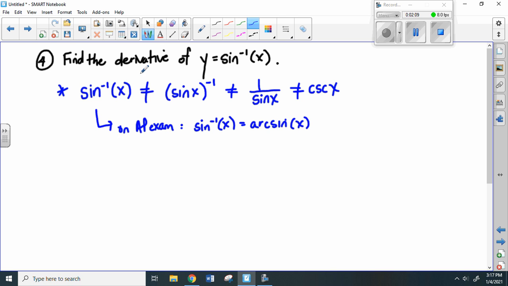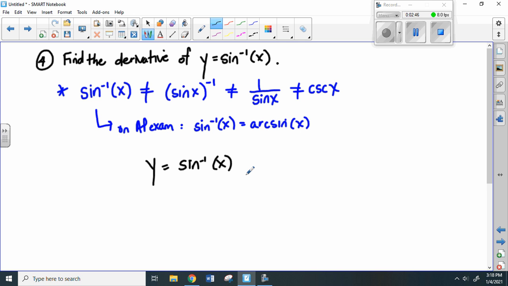Okay? All right, so if sine inverse of x is not the same thing as raising it to the -1 or moving it to the bottom, then how on earth can we take the derivative of y equals sine inverse of x? Well, somehow we need to get rid of sine inverse. If we can get rid of sine inverse, then maybe we can take the derivative.